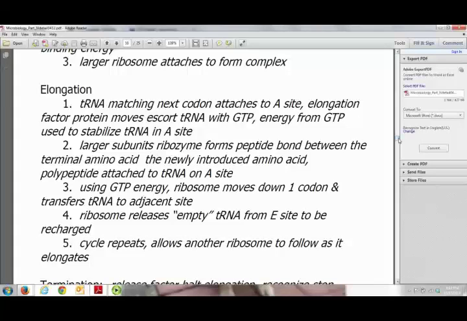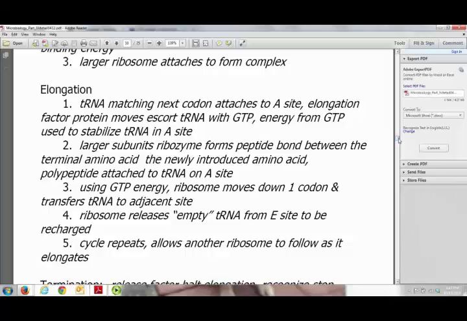The larger subunit's ribozyme is going to form a peptide bond between the terminal amino acid and the newly introduced amino acid. So this larger subunit will have an enzyme in there that's going to cause a peptide bond to form between the existing amino acid and the new one that's being brought in. The polypeptide attached to the tRNA on the A site is the one that's coming in. It will use GTP as its energy source, and then the ribosome will move down 1 codon and transfer the tRNA to the adjacent site.